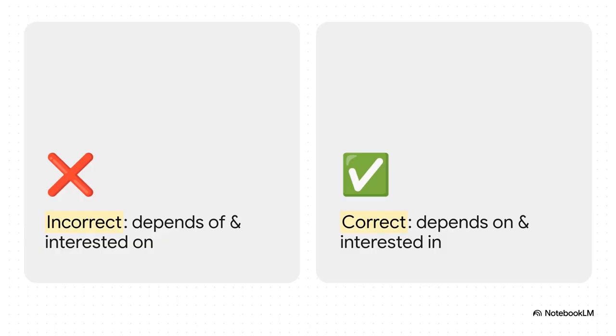You literally cannot say something depends of something else. It always depends on. And you aren't interested on science, you are interested in science. I know memorizing these tiny structural details can be super frustrating, but honestly, correcting these specific prepositional pairings is a total game changer. It will immediately make you sound vastly more fluent and precise.